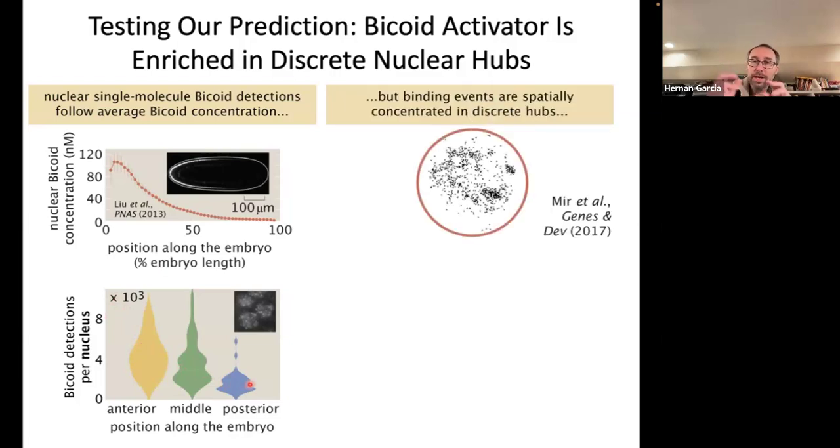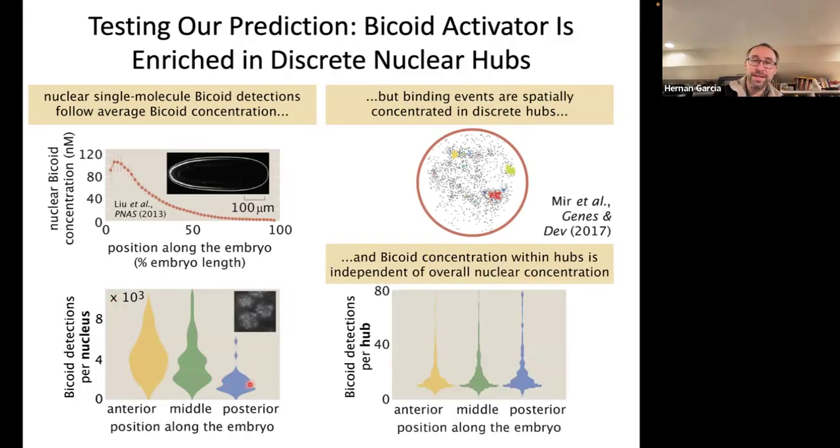So here I'm showing you where we found each binding event in an individual nucleus. And what you see is that these events don't seem to be uniformly distributed, but they're present in these hubs or clusters, okay? And there's something very interesting about these clusters, which is that the number of bicoid inside each one of these hubs stays the same, no matter if you're anterior, middle, or posterior. But the number of hubs changes. You have more hubs in the anterior, fewer in the middle, and even fewer in the posterior, okay?